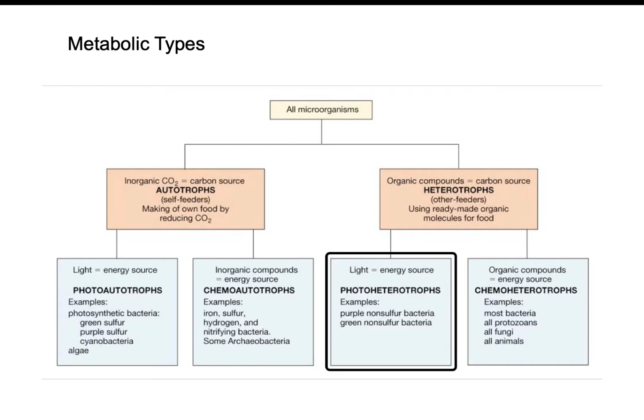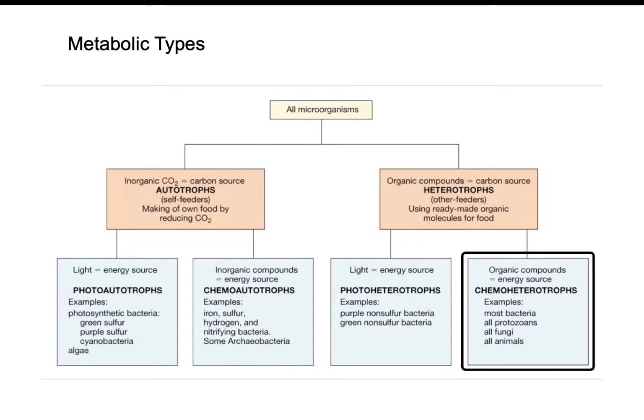So these are purple non-sulfur bacteria and green non-sulfur bacteria. And then there are chemoheterotrophs like us, which use organic compounds for their energy sources. So these are most bacteria, the protozoans, fungi, and animals. Because of these major differences in metabolism, you might expect that their genomes would be very different. And they do have some differences, although there are unifying reactions also, and unifying parts of the genome that all organisms have.